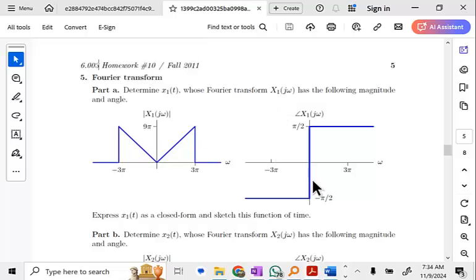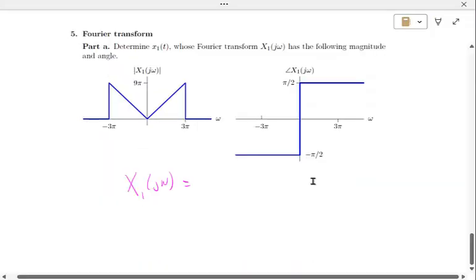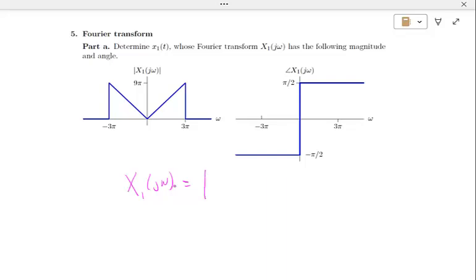Whoops, no, I didn't copy it over there. Okay, where are we? All right, so I want to figure out what x1 of j omega is. Well, this is equal to the magnitude of x1 of j omega times e to the j times the angle of x1 of j omega. I'm going to use this graph to find the magnitude and this graph to find the phase.